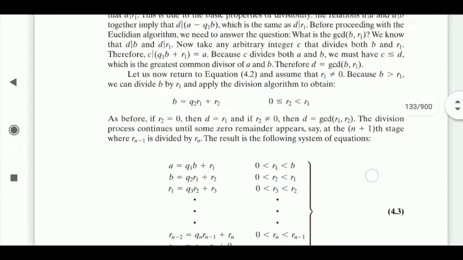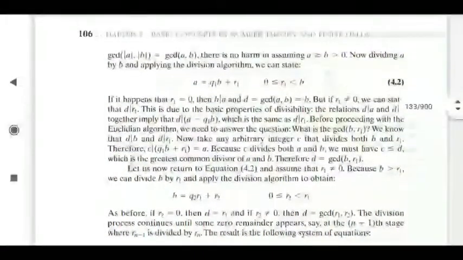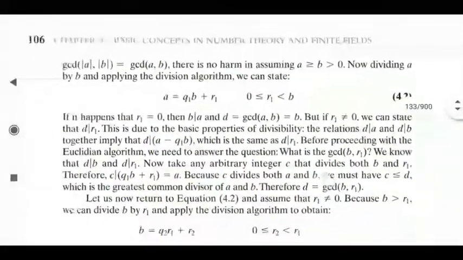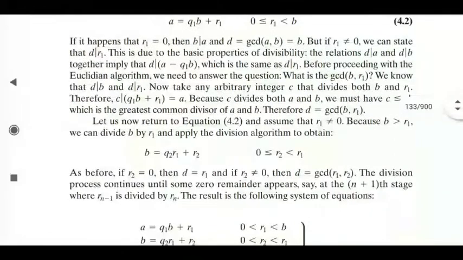Okay, in this algorithm, the first step is to find the GCD of A and B. The rule is A must be greater than or equal to B, and B also greater than or equal to 0. That means A and B will be positive numbers.